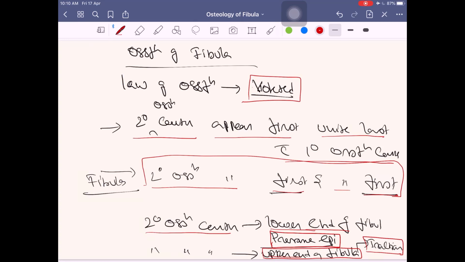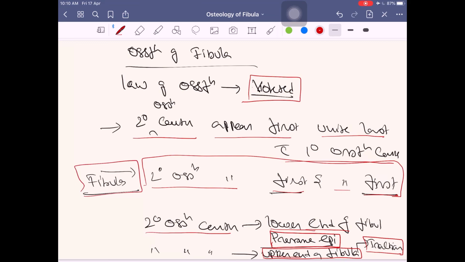So because of the difference of these two types of epiphyses, in the nutrient foramen and the growing end, this particular law is violated in case of your fibula. So that's about your ossification. Now moving to, this is what I told you about the pressure epiphysis, growing end and all.